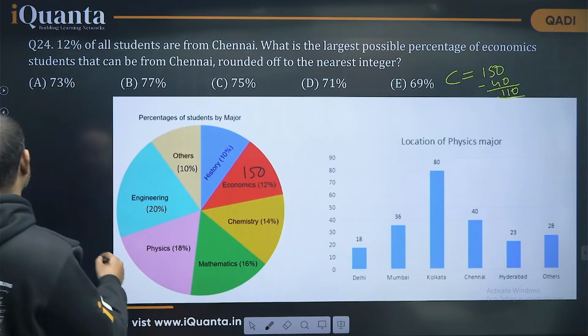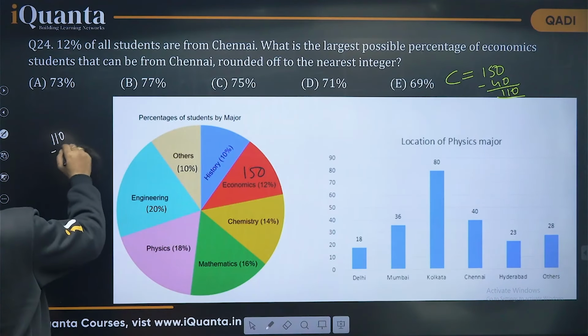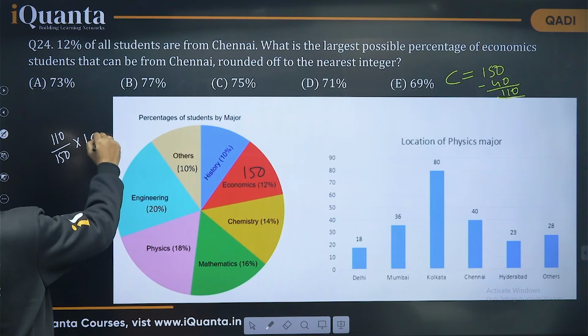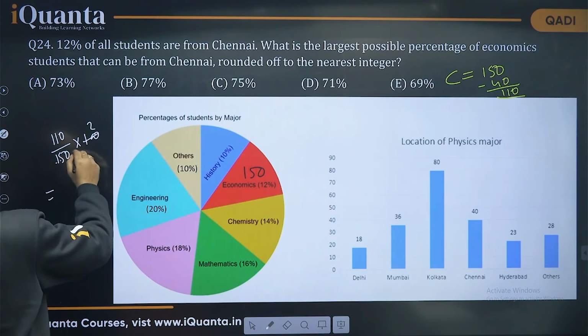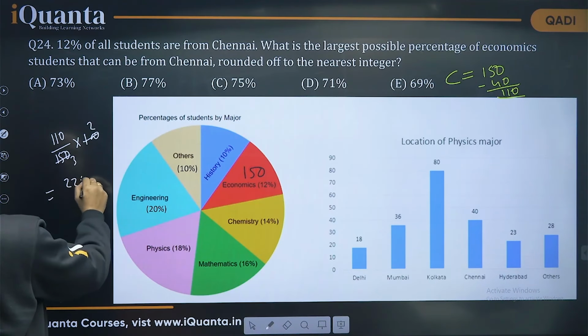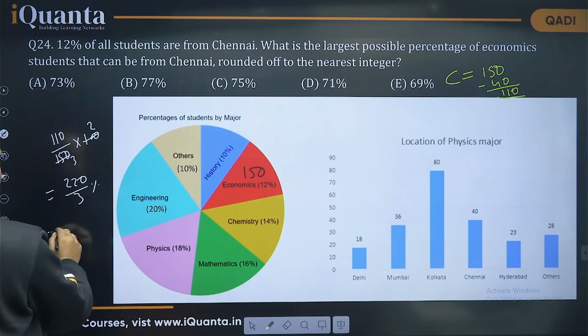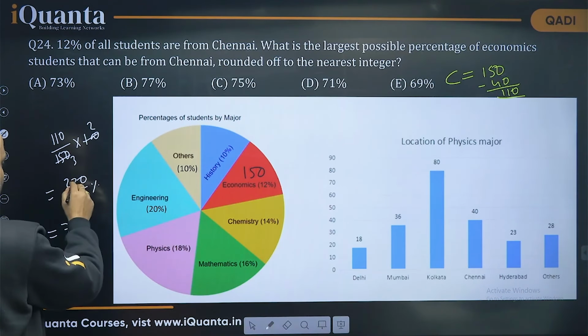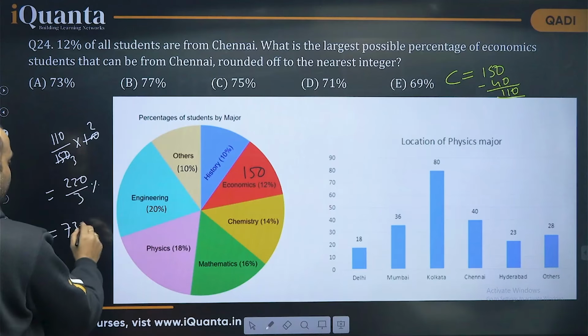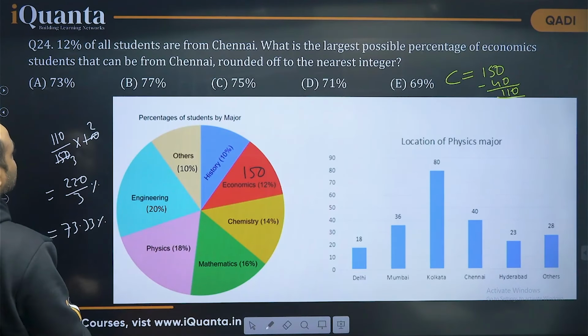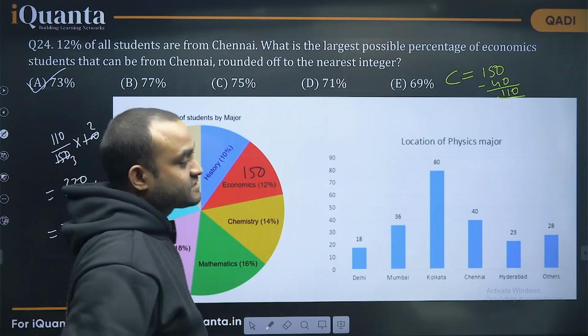So required percentage, 110 out of 150, right? So this will be equal to 2 times 50, 3 times 50, 220 by 3%, which is equal to 73.33%. Nearest value is option A, which is 73%.